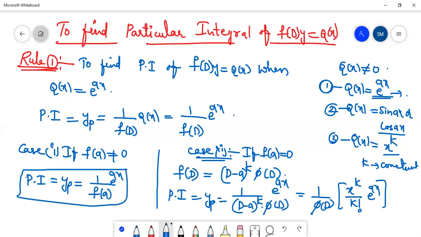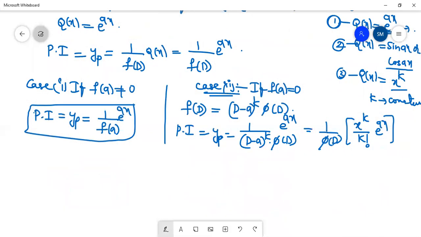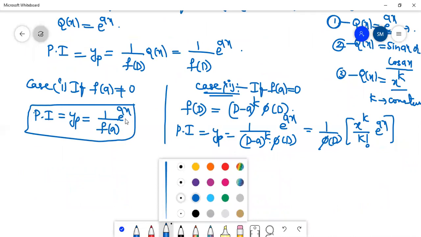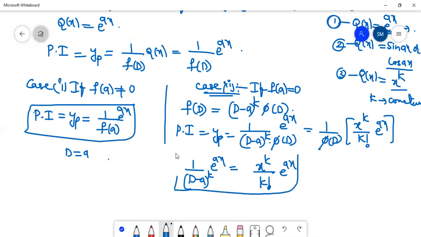So here, if the denominator function is not equal to 0, we just substitute D equal to a. If it is equal to 0, we make it into factors. In that, 1 by D minus a whole power k into e power ax is equal to x power k by k factorial into e power ax. That is the formula.